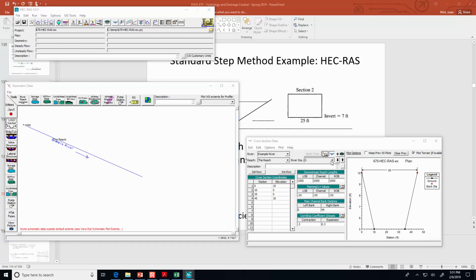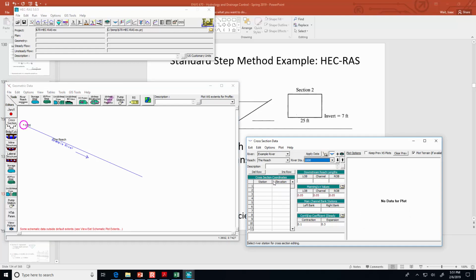So now let's move from river station 0 to river station 1,000. And we'll put in the geometry there. So it is 0 for the X. And let's say that we're not sure how deep the water is going to get, so we want it to be nice and tall on the edges there so that it can contain all of the flow. So let's use elevation of 17. That's just saying that it's 10 feet above the invert. You know, the side walls are 10 feet deep.